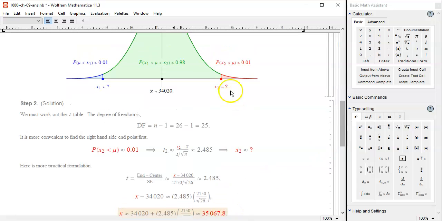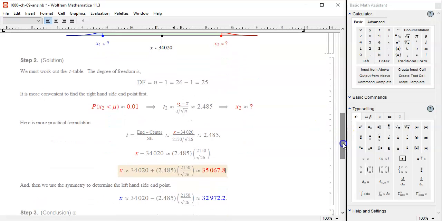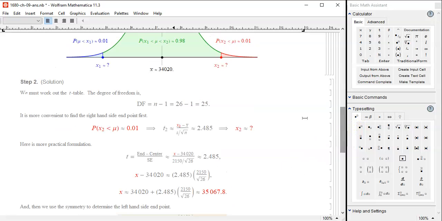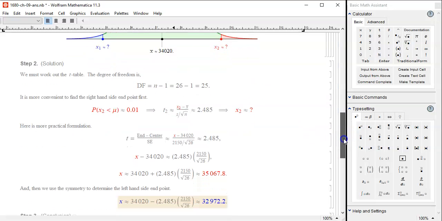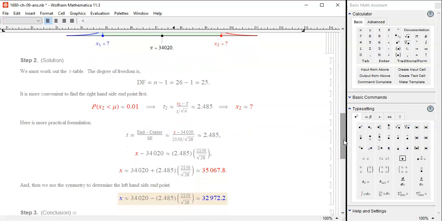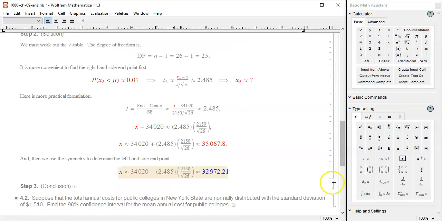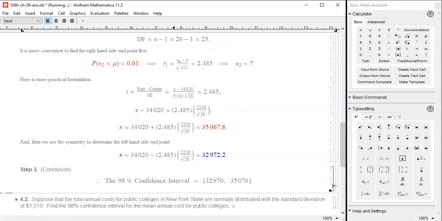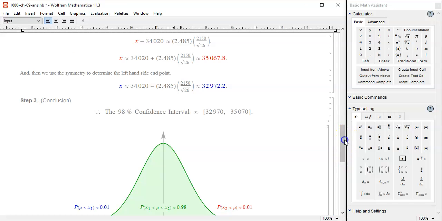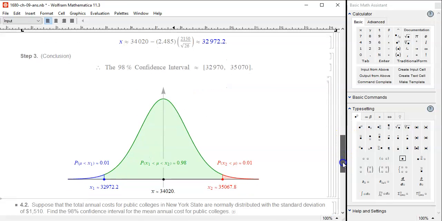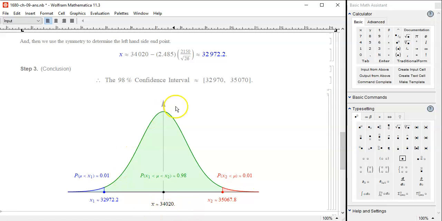That is your right-hand side endpoint. How about the left-hand side? All we have to do is use the symmetry. Change this plus to minus and run your computation. And this is your left-hand side endpoint right over there. Consequently, we get this confidence interval, 32,970 to 35,070, approximately speaking. And then here is the final picture.